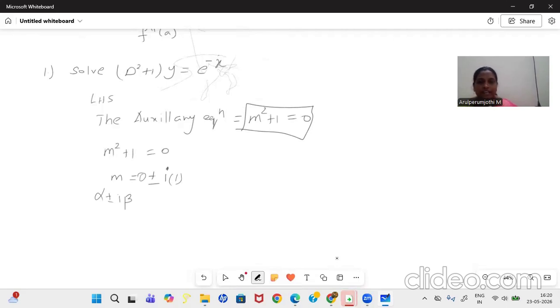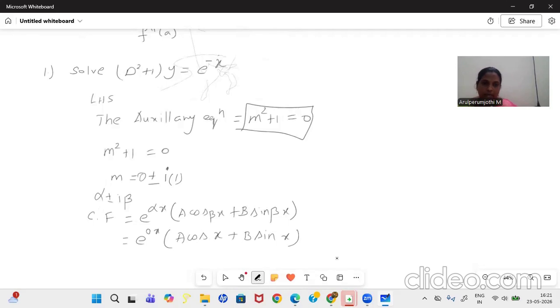Okay, so if it is a complex root, then your complementary function can be written as e power alpha x into a cos beta x plus b sin beta x. So now alpha is 0, so e power 0 x, and beta is 1, so a cos x plus b sin x. Anything power 0 is 1. So what's your complementary function? A cos x plus b sin x. So this is your complementary function.